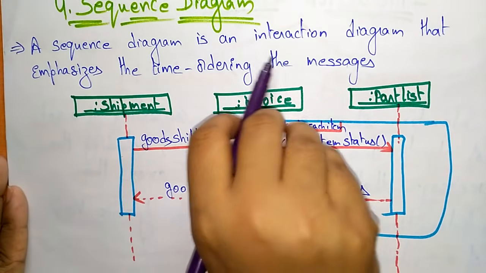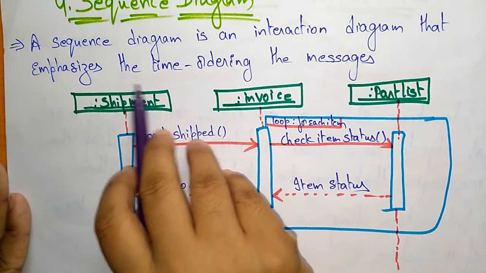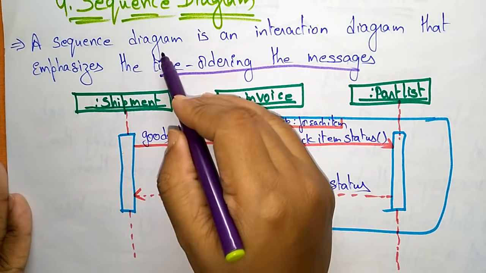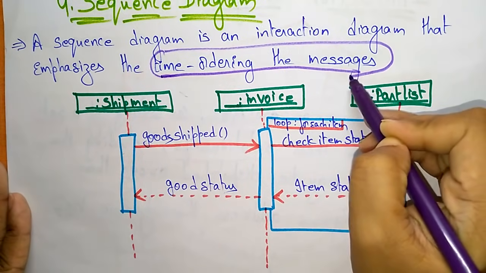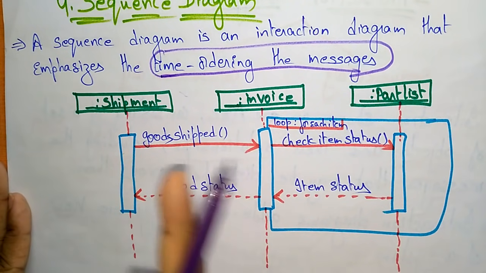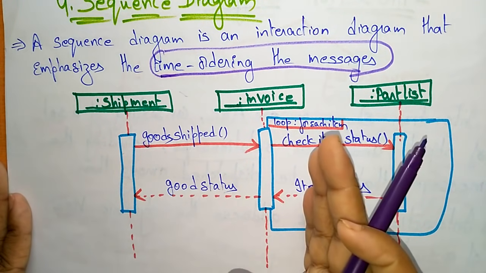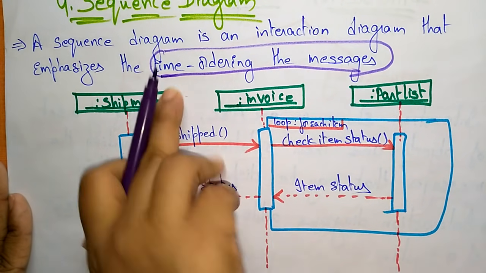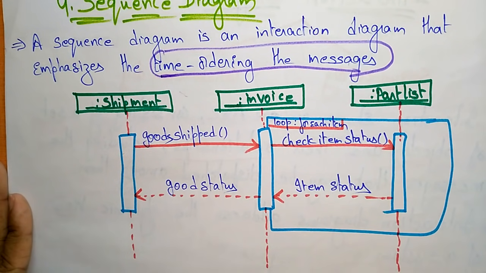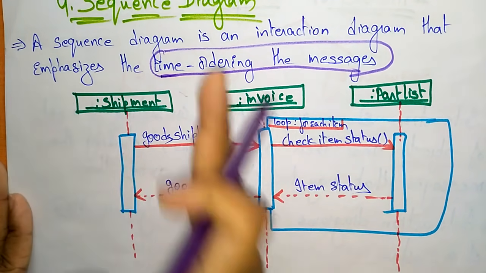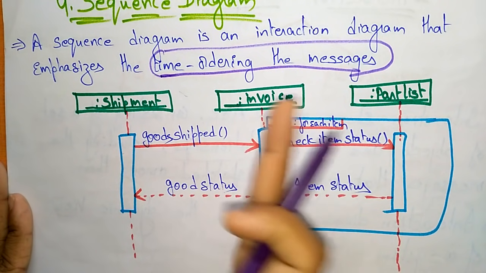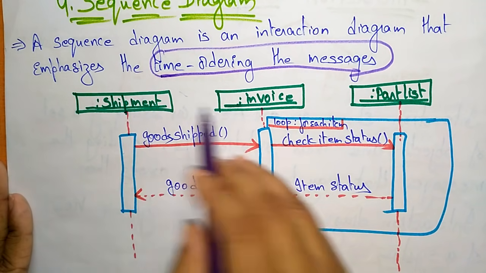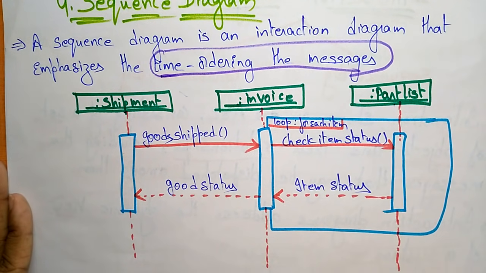A sequence diagram is an interaction diagram that emphasizes the time ordering of the messages. The main thing in the sequence diagram is that you have to think about the time, meaning how much time it takes for a message to pass from one object to another object. Is there any idle time? It is completely based on the time ordering of the messages. A message will be passed in the form of a sequence from one state to another by maintaining the time. Here shipment is one object, invoice is another object, and part list is another object.